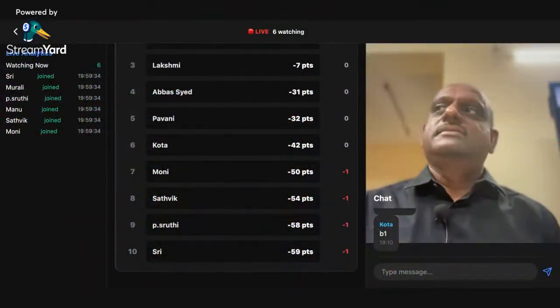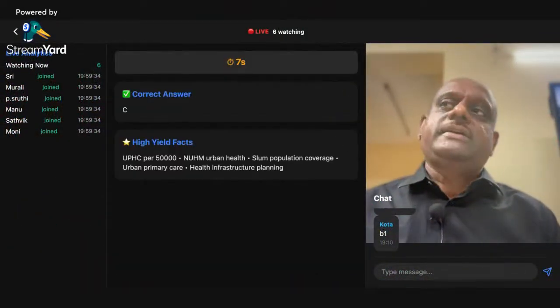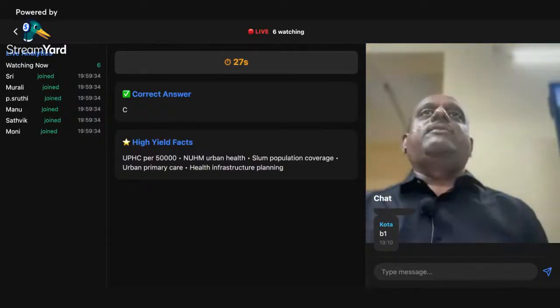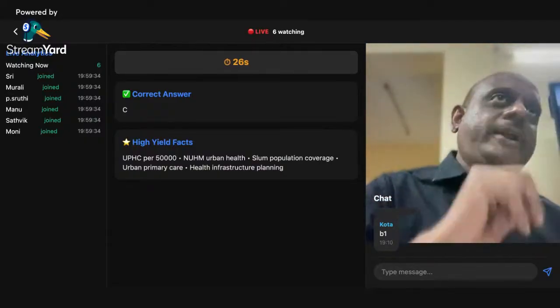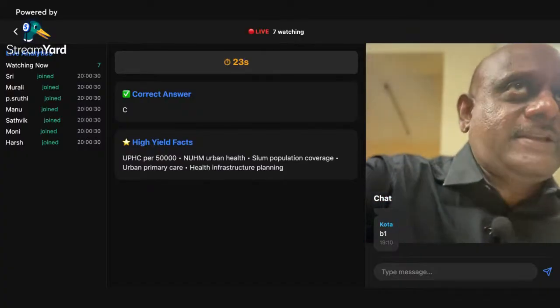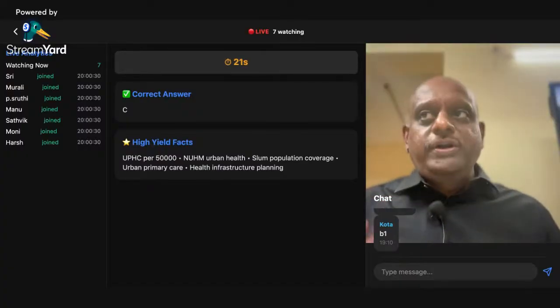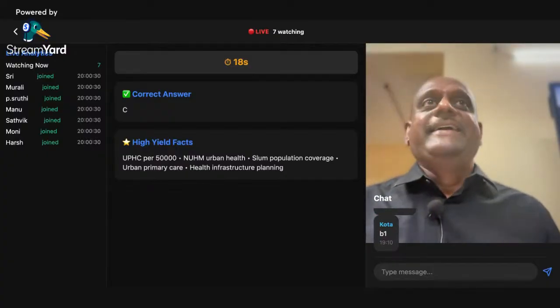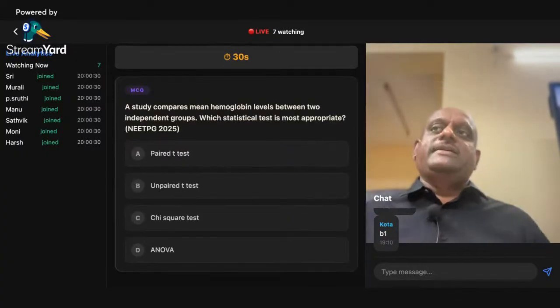Okay, so what is the logic? For every 50,000, you need to have one. So for 1 lakh, you need to have 2. There are 22 lakhs, which is 30% of 70 lakhs. So 22 into 2 is equal to 44. So that's the point.